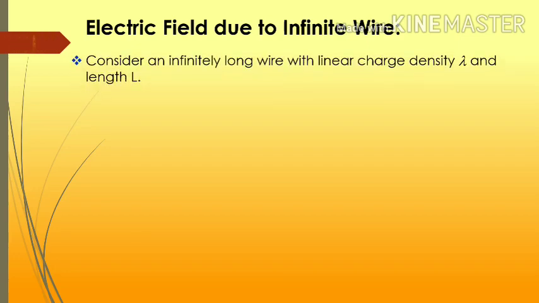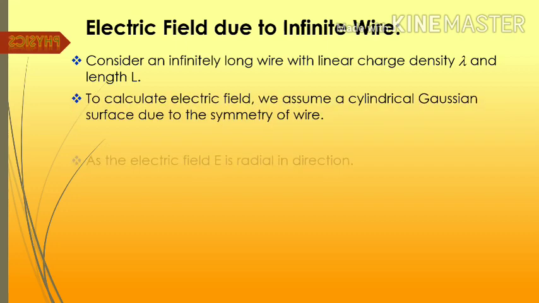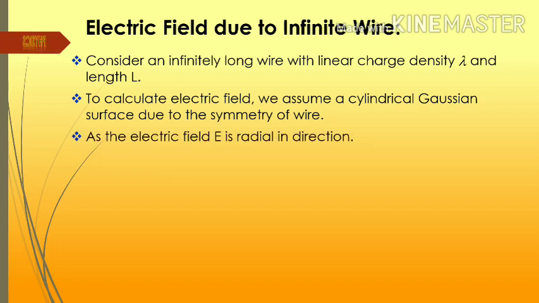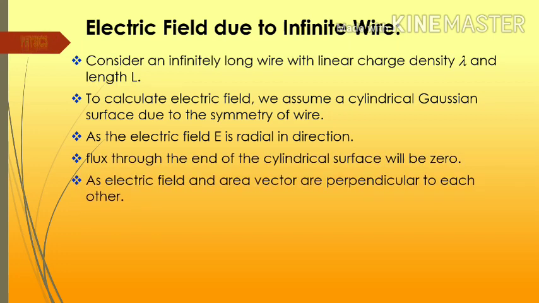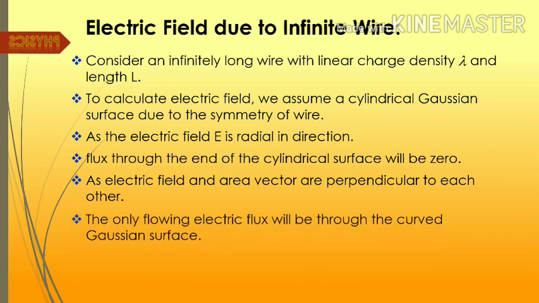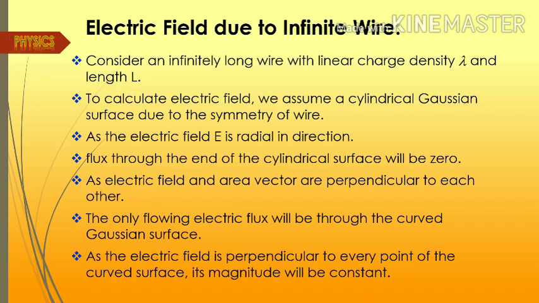Consider an infinitely long wire with a linear charge density lambda and length L. To calculate the electric field, we assume a cylindrical Gaussian surface due to the symmetry of the wire, as the electric field E is radial in direction. Flux through the ends of the cylindrical surface will be 0, as the electric field and area vector are perpendicular to each other. The only electric flux will be through the curved Gaussian surface. The electric field is perpendicular at every point of the curved surface. Its magnitude will be constant.